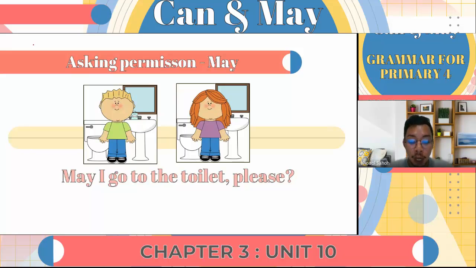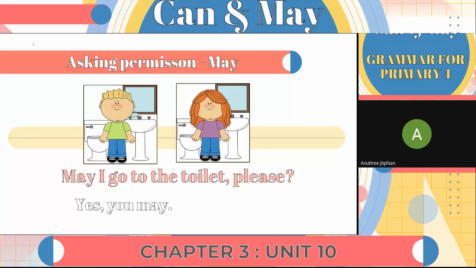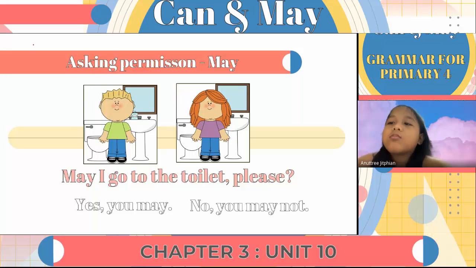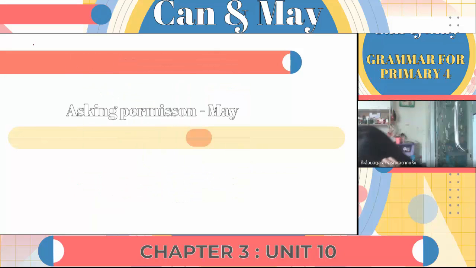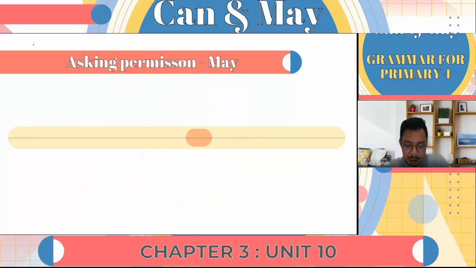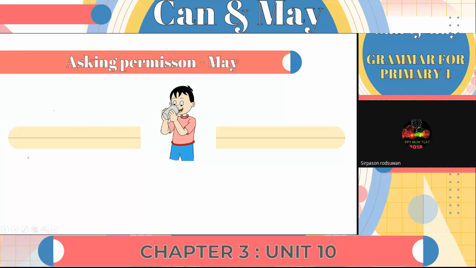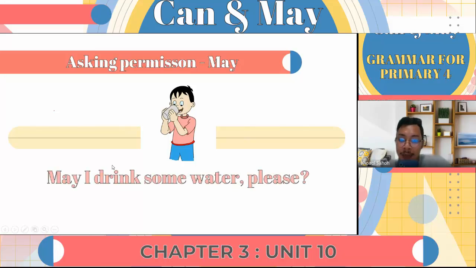If you are allowed to go to the toilet, what will our teacher say? Yes, you may. If you are not allowed to go to the toilet, what will our teacher say? No, you may not. Very good. All right, next one. Asking permission using may. For example, you are thirsty, you are in the classroom, and you want to drink some water. What should you say to your teacher? Teacher, may I drink some water, please?